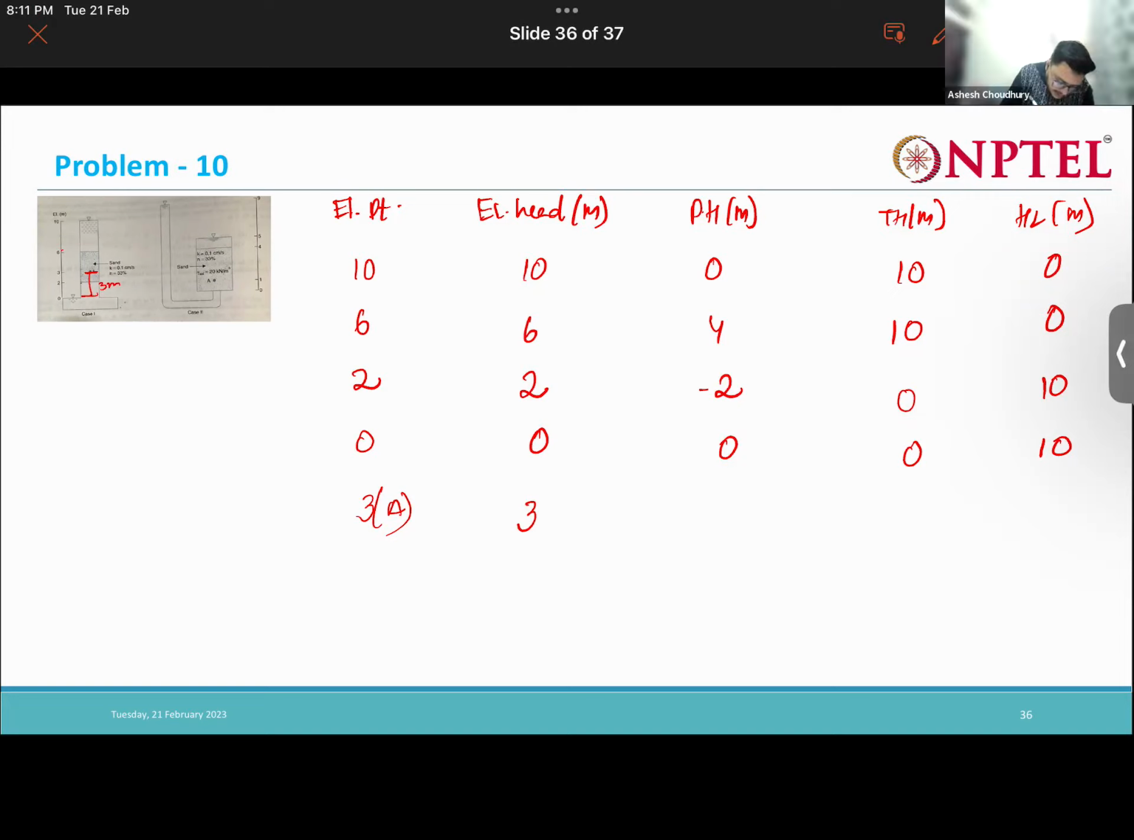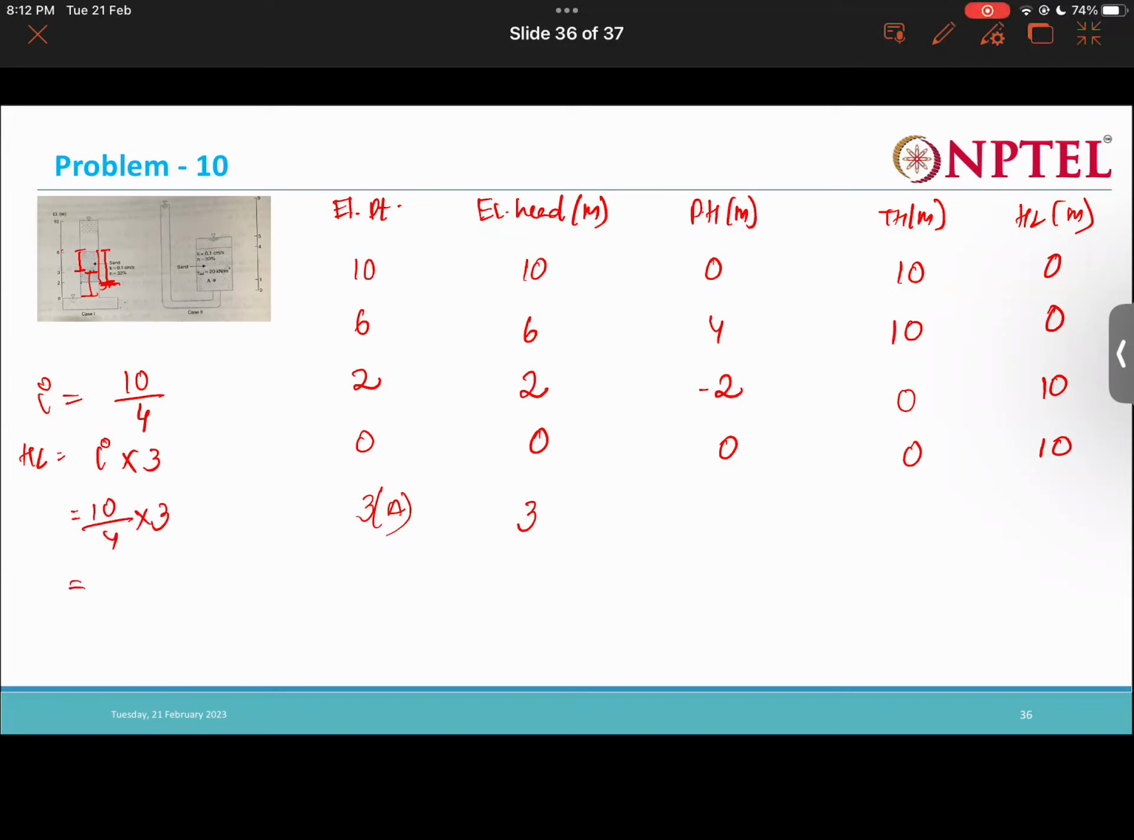Now in this 4 meter length, total head loss is 10. Right. What is my hydraulic gradient? 10 by 4. So from here to here, my total head loss is 10. Let us find out from here to here what will be my head loss, which is nothing but i into this distance, which is 3. So 10 by 4 into 3, nothing but 7.5 meter. So my head loss here is 7.5.